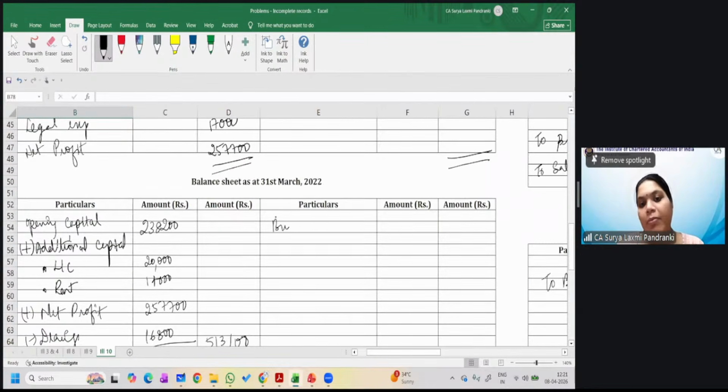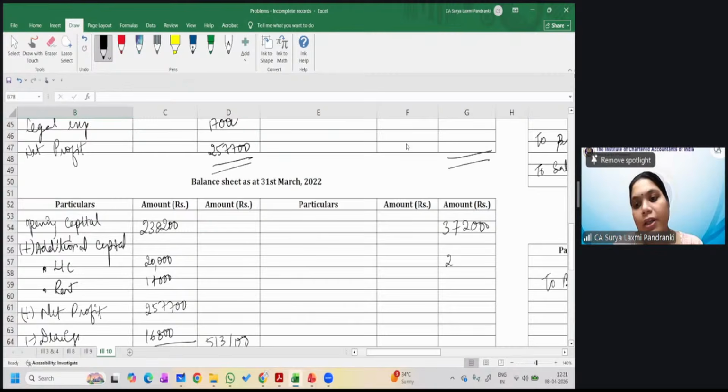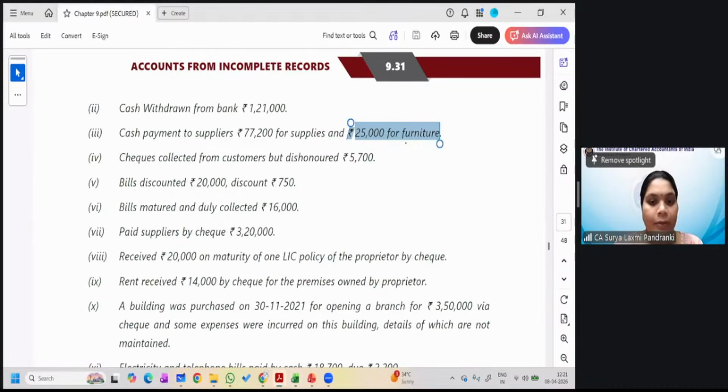We had building, you remember? Yes, ma'am. We took the closing balance of building 3,72,000. If any information relating to depreciation is given, you have to charge depreciation also. But no information is given, so we are not taking depreciation. Furniture also you purchased. Do you remember? We had it here. Furniture. This also has to be taken, 25,000. No information on depreciation, so I'm ignoring that as well.